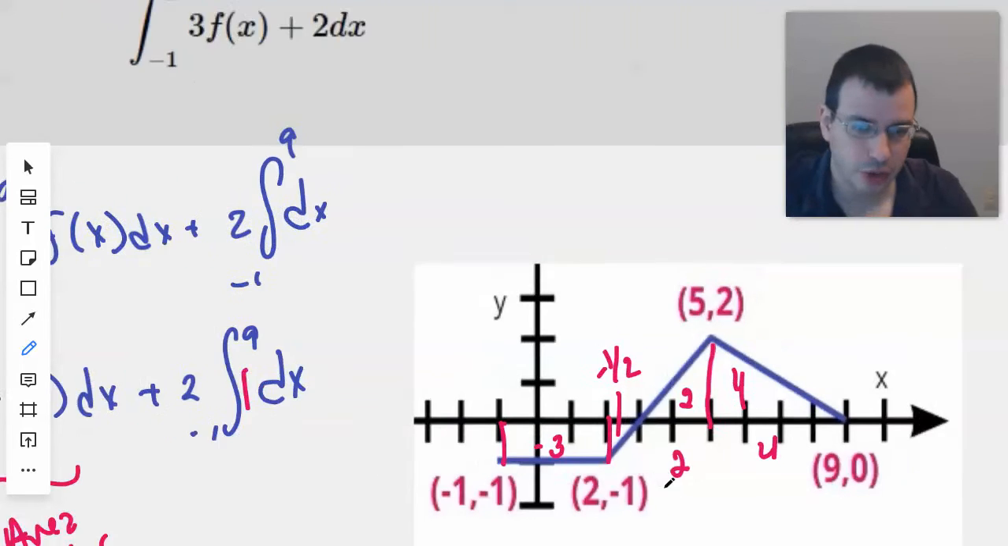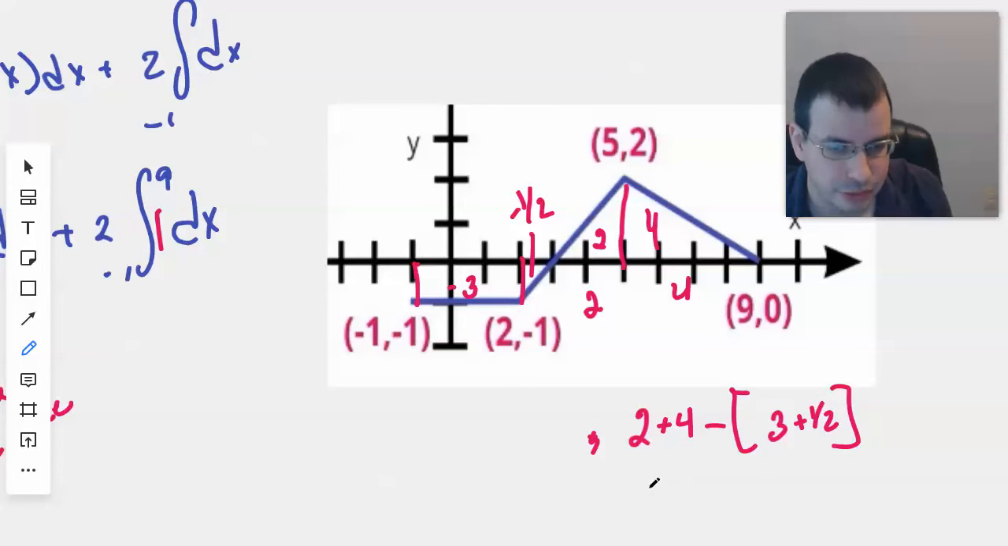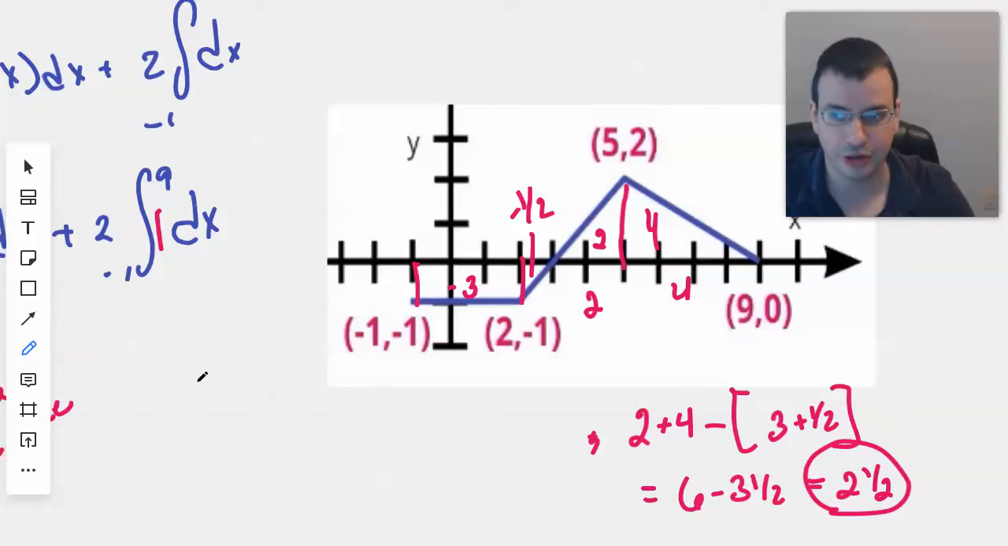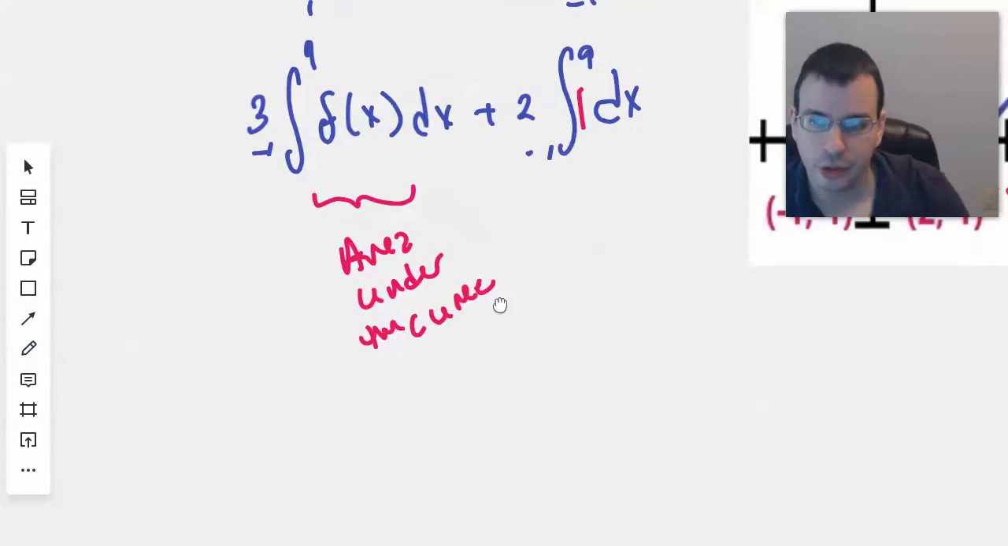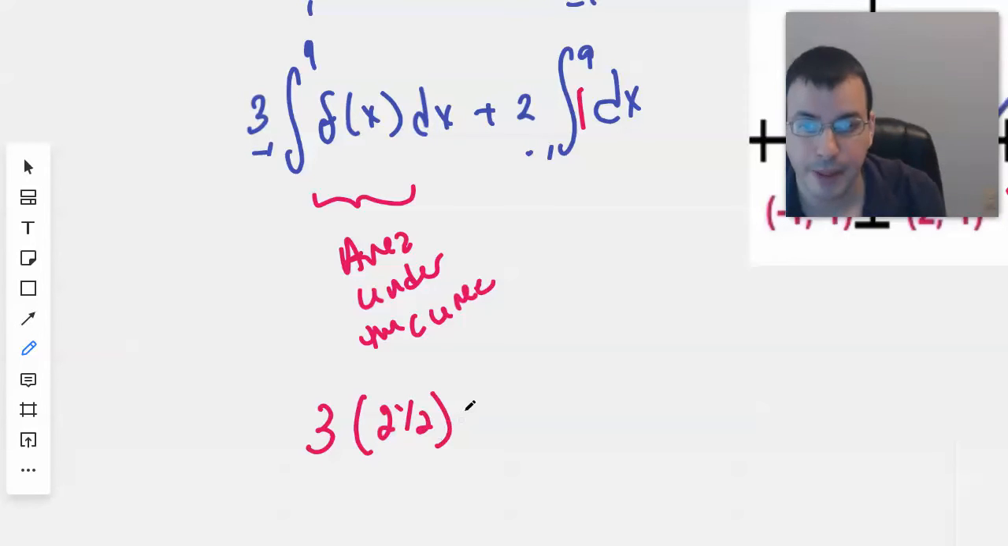So we're left with 2 plus 4 minus quantity 3 plus 1/2 equals 6 minus 3.5, which equals 2.5. So the area under the curve is 2.5. So we have 3 times 2.5 plus 2 times x evaluated from -1 to 9.